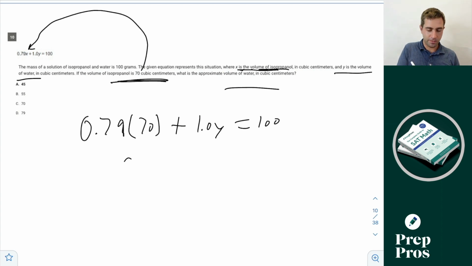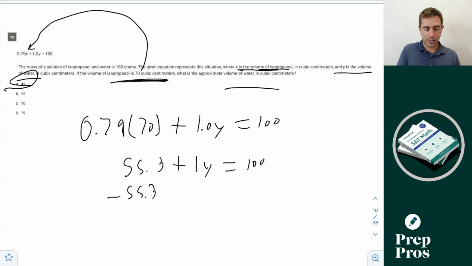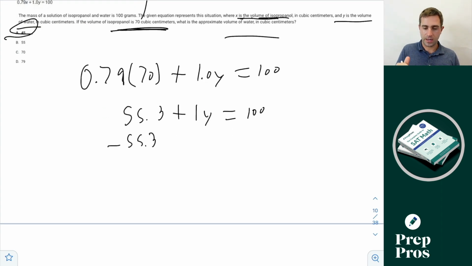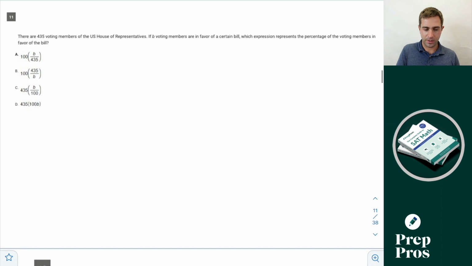So that's going to give us 55.3 plus 1y is equal to 100. Subtract this over, and we're going to get that y is very close to 45. And we see approximate, so we don't have to be perfect.